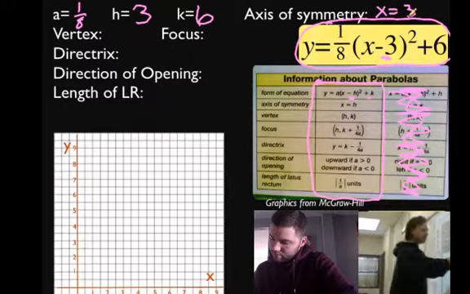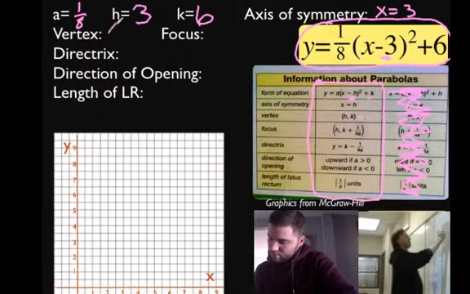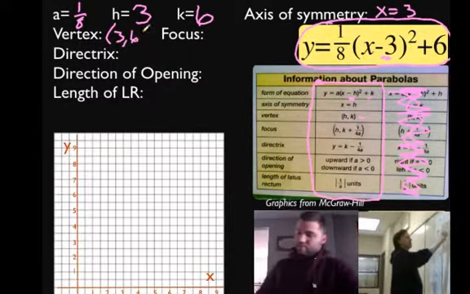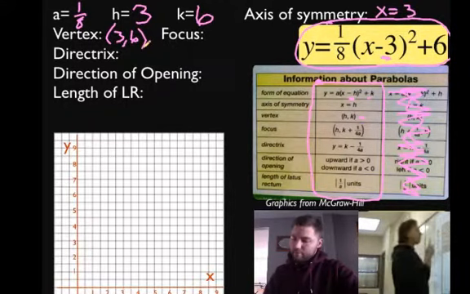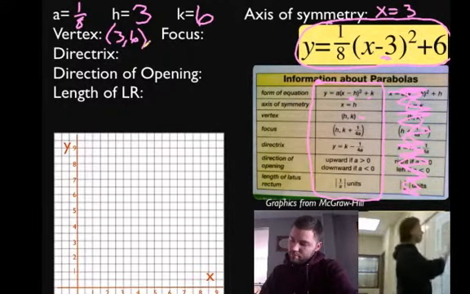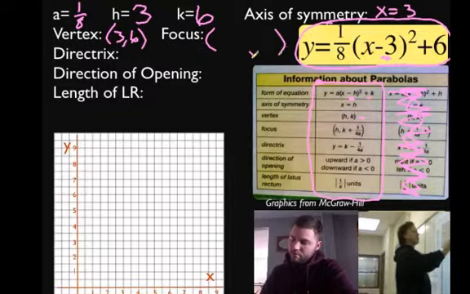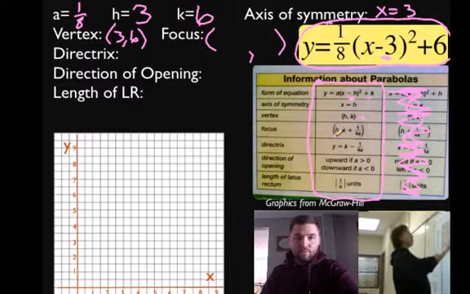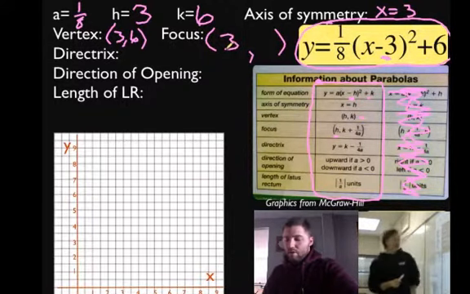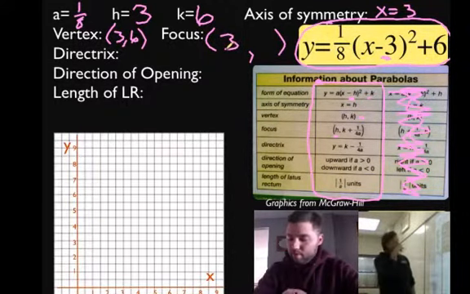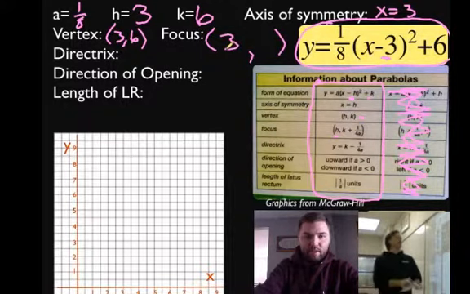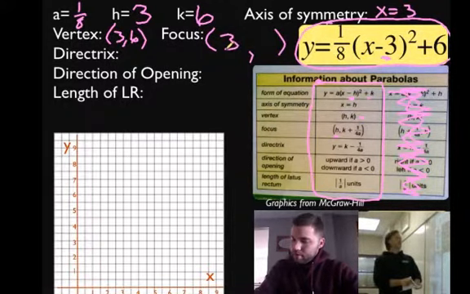Very cool. And now the vertex is at h, comma k. So 3, comma 6. The focus point, oh, that's always the tricky one. So let's see, it's something, comma, something else. And it's h first. And I'm going to let you take it this time. Okay, so k plus 1 over 4a.